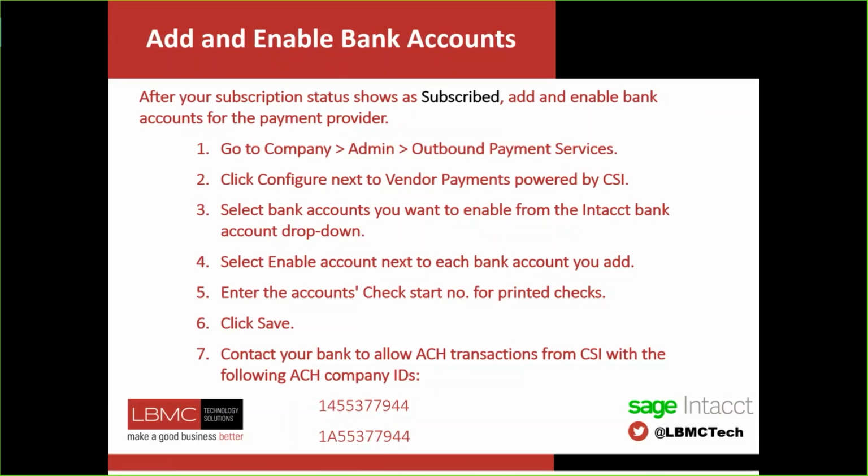And then you're going to need to contact your bank to allow ACH transactions from CSI with the two company IDs listed below. They are identical except for the second digit, 4 versus A, but they'll need both of them.